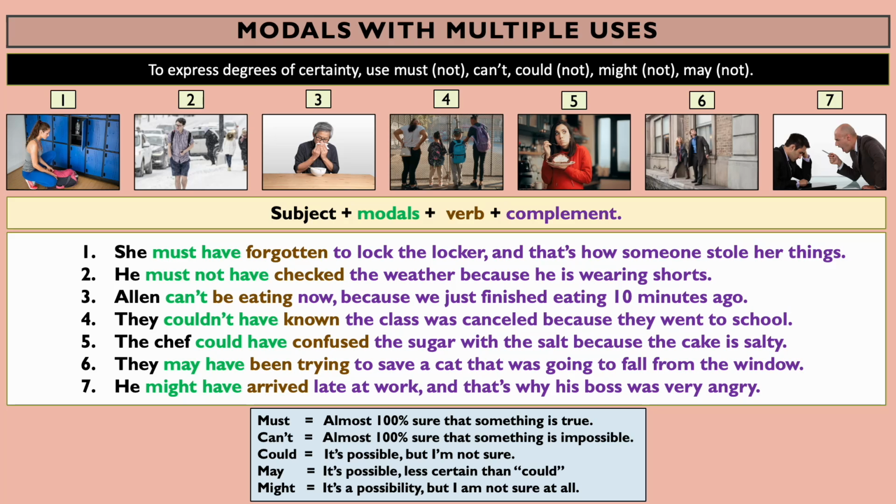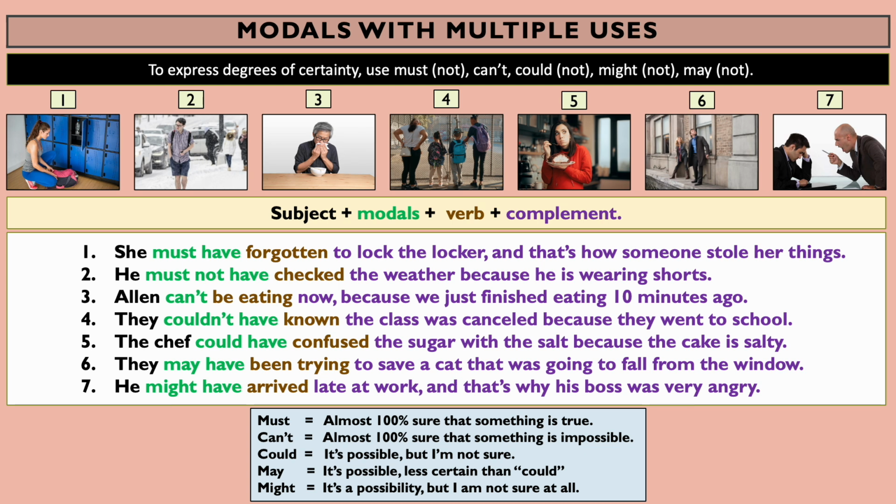For number 6, they may have been trying to save a cat that was going to fall from the window. If you pay attention to the picture, you see 2 people in a building walking near the window. Why do you think that they are doing that? You are not so sure. But you think that one possible reason for that is because they were trying to save a cat that was going to fall from the window. And to express that, you're using may, have, and the past participle.